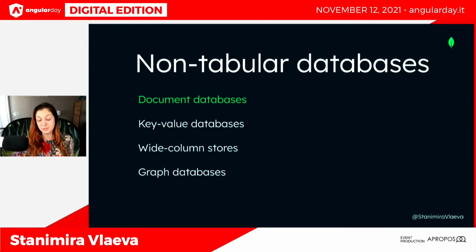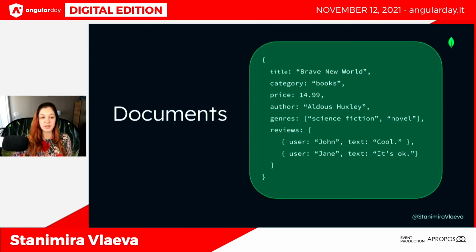So the first term that we have to clarify naturally is what is a document. You're a JavaScript developer, so this looks super familiar. It looks like a JavaScript object. In fact, it is kind of a JSON object, and more specifically, MongoDB stores that as BSON or binary JSON, which introduces some additional types to the JSON specification.